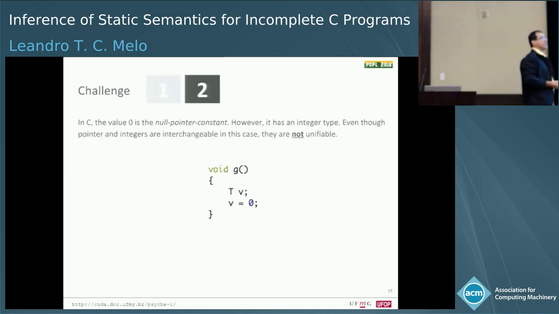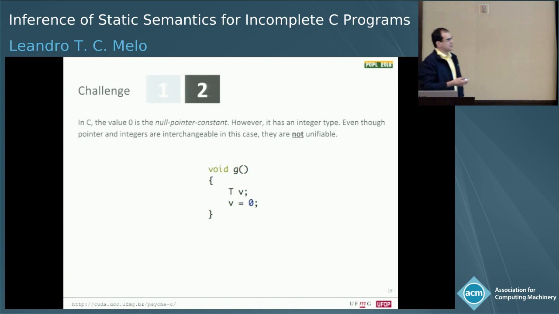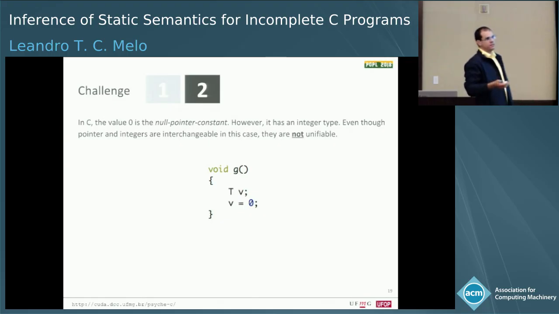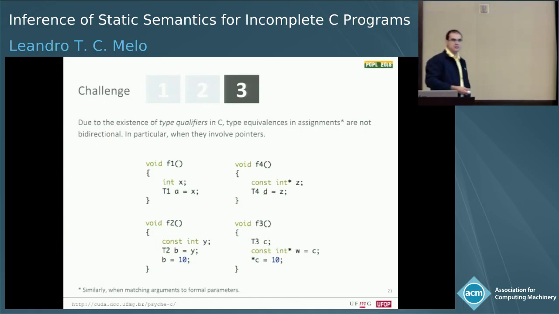Let's take another challenge. This is a semantic ambiguity, because 0 is an integer value. However, 0 is also the null pointer constant in C. However, pointers and integers are not interchangeable. We cannot unify them because they don't work under the same rules of the language. So is this a declaration of a typedef int pointer and we are initializing a pointer, or is it just a plain integer value that we are initializing with 0? We also don't know that information. Things get slightly more complicated when we start looking into type qualifiers like const.